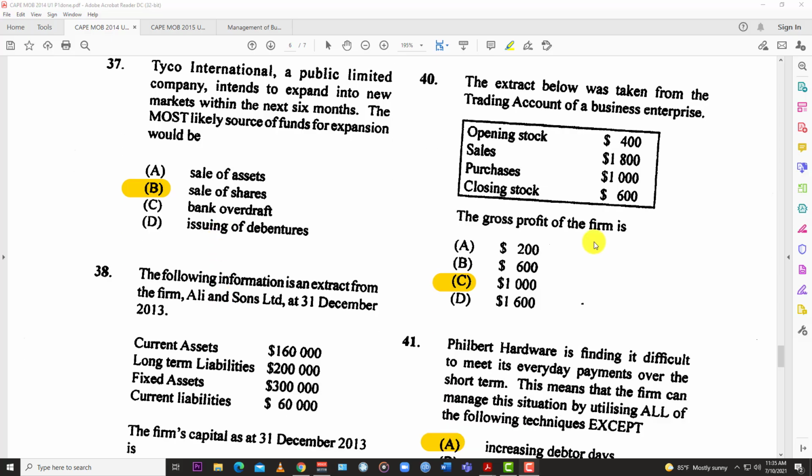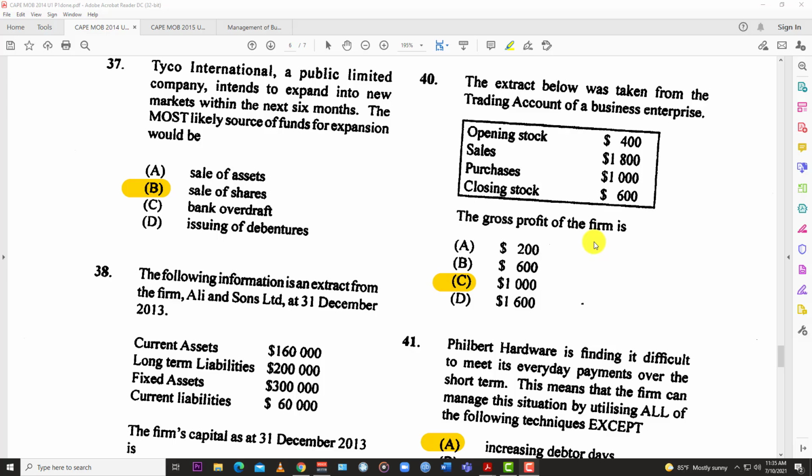Number 40. The extract was taken from a trading account of a business enterprise. We have opening stock 400, sales 1,800, purchases 1,000, and closing stock. And so we have to find the gross profit of this company.